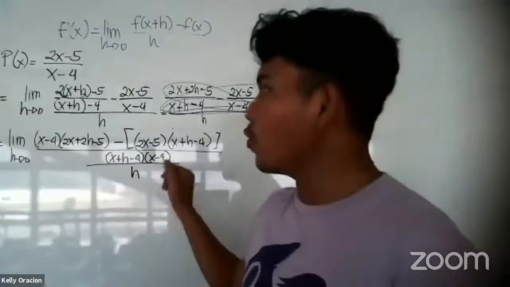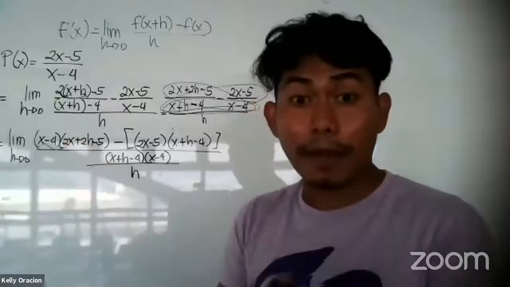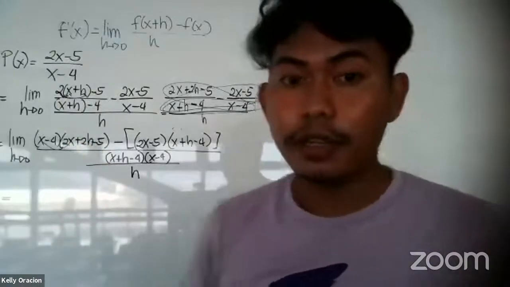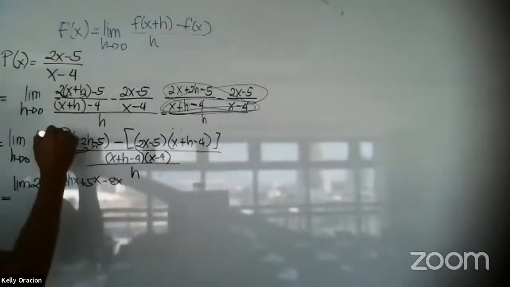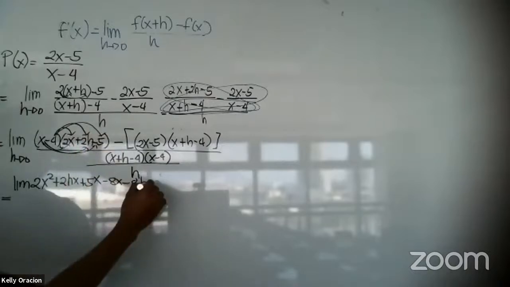Okay? Then after this one, distribute. Yan, i-multiply nyo, ipang-distribute nyo or using FOIL method. Simplify. So, x times 2x, that's 2x squared. X times 2h, that's positive 2hx. X times 5, that's positive 5x. Next, negative 4 times 2x, that's negative 8x. Negative 4 times 2h, that's negative 8h. Negative 4 times 5, that's negative 20.